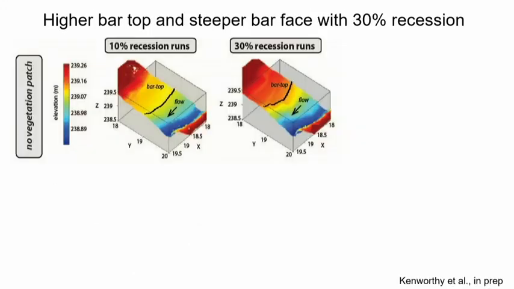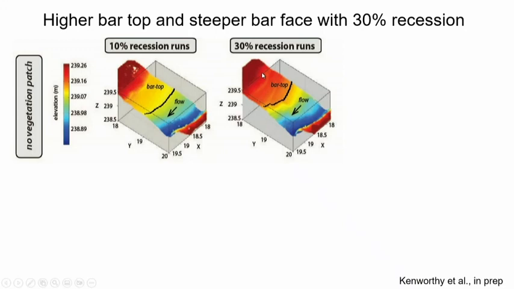So these are the experiments without vegetation. We have the 10% recession on the left, 30% recession on the right. But you'll note we have the bar top denoted with this line. And the 30% recession ended up with a much higher bar top.